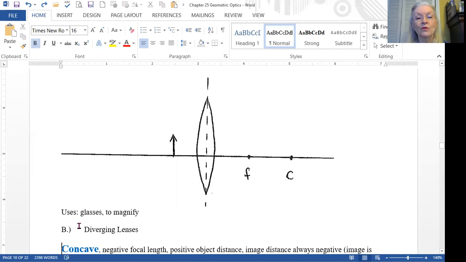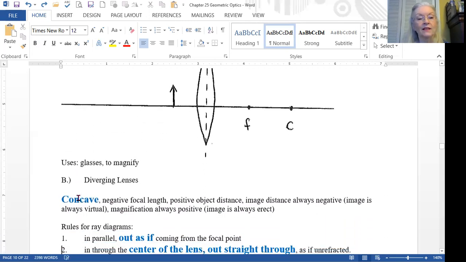So what do we use converging lenses for? Well, we use them in eyeglasses. And we also use them to magnify things. A magnifying lens or a magnifying glass is a converging lens, and you just have to be really close to it. It's one where the object is inside the focal distance, so it's really close to the lens.